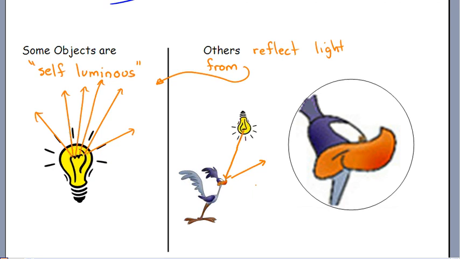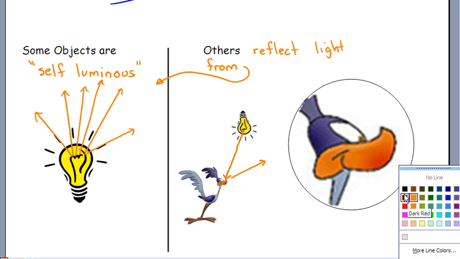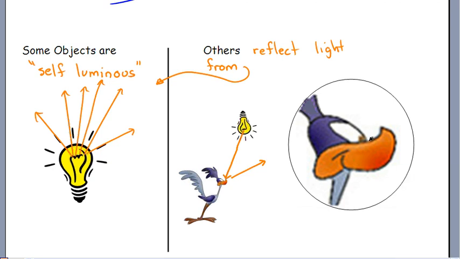The neat thing about most objects is that they're not totally smooth. So if you could actually zoom in on the surface of the Roadrunner's beak, you would notice that it's actually kind of rough, right? It's a little bit fuzzy. It's not perfectly optically smooth.